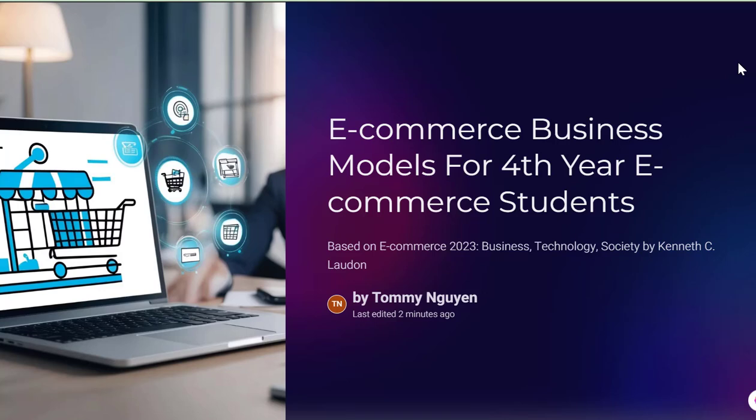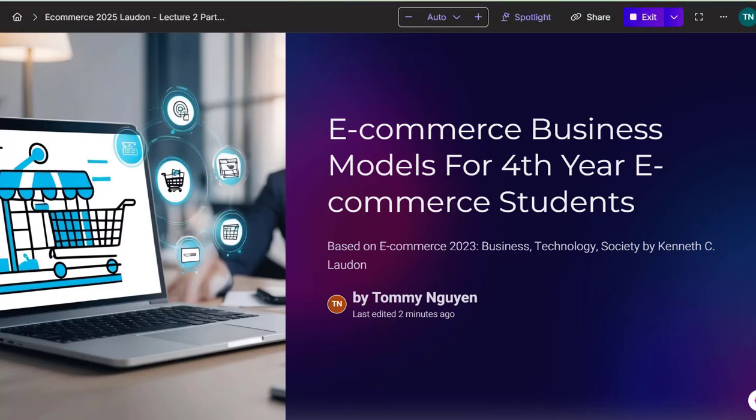E-business models. We know that e-commerce is a rapidly evolving field, and it's important for fourth year students to understand different business models that drive successful online enterprises. Today we will explore some of the key e-commerce models and how they can be applied in the real world.